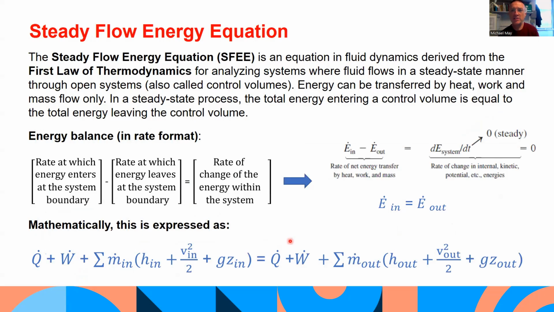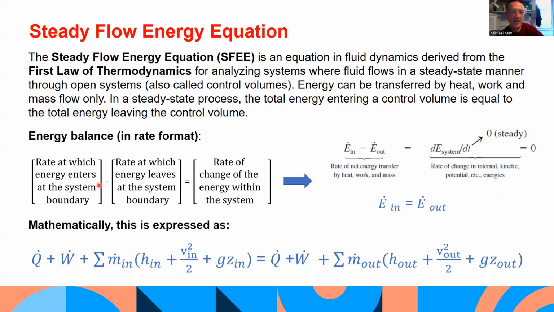So the steady flow energy equation is basically the first law being applied to open systems. It's an equation in fluid dynamics derived from the first law of thermodynamics for analyzing systems where fluid flows in a steady state manner through open systems, also called control volumes. Energy can be transferred by heat, work, and mass flow only. In a steady state process, total energy entering a control volume is equal to the total energy leaving the control volume. So we're looking at the same thing, but in energy terms.